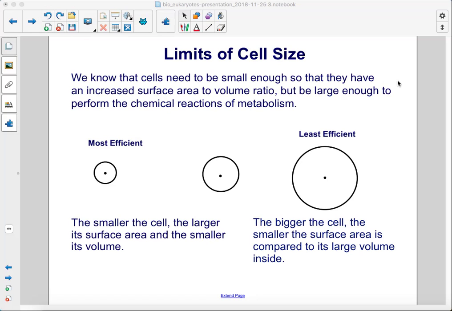We know that cells need to be small enough so that they have an increased surface area to volume ratio, but be large enough to perform the chemical reactions of metabolism. The smaller the cell, the larger its surface area, and the smaller its volume. The bigger the cell, the smaller the surface area is compared to its large volume inside.